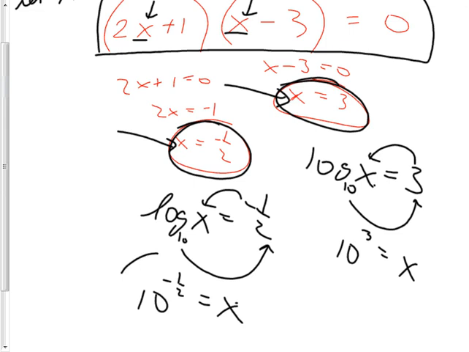By the way, is this a negative number? No. 10 to the negative a half means the square root of 10, except you flip it. The negative up there in the exponent means flip it. So 1 over the square root of 10.